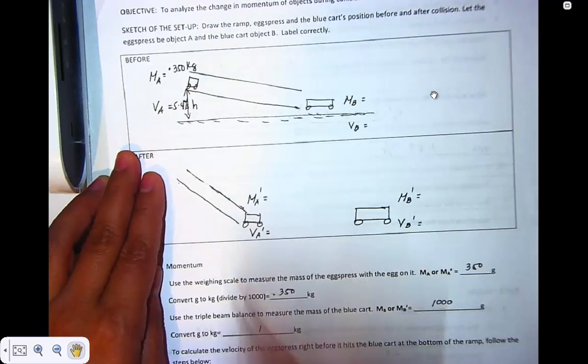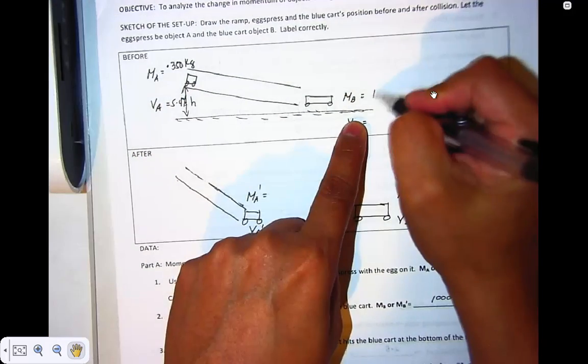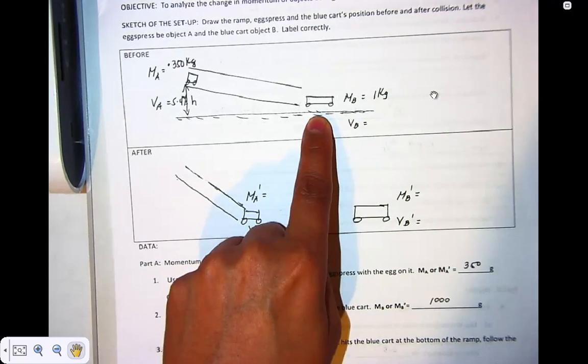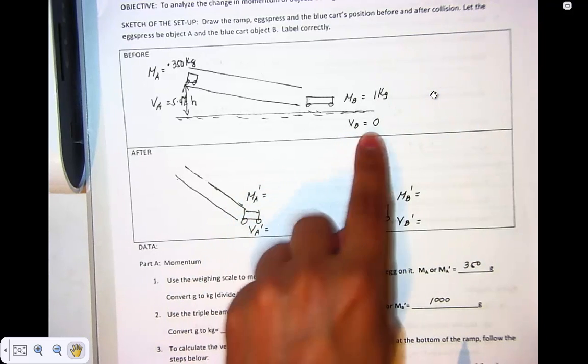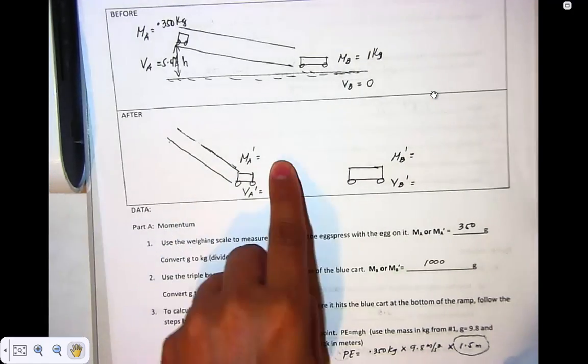meter per second. Okay, now the mass of the cart is 1 kilogram, and since the cart is initially at rest, your VB will be 0. Okay, I want to see this on your sketch. Alright, now let's take a look at the analysis of the after collision. So open that.